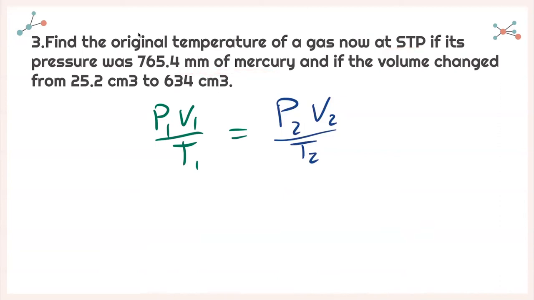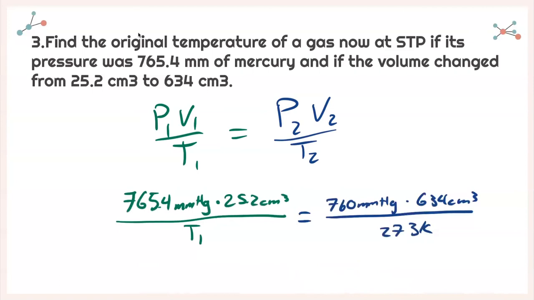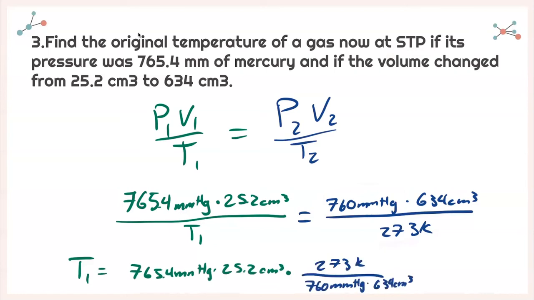So, plugging everything in, the only thing that I added was 760 millimeters of mercury because we're at standard temperature and pressure. Both of my pressures are in millimeters of mercury, so I'm just going to keep it like that. And for my temperature, I was told standard temperature, so that's 273 Kelvin. Solving for T1, I get 765.4 millimeters of mercury times 25.2 centimeters cubed times 273 Kelvin over 760 millimeters of mercury times 639 centimeters cubed. All of that into my calculator, I get a temperature of 10.9 Kelvin. And again, make sure that your units match.